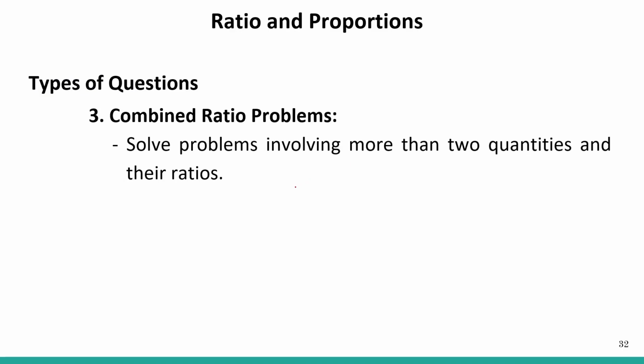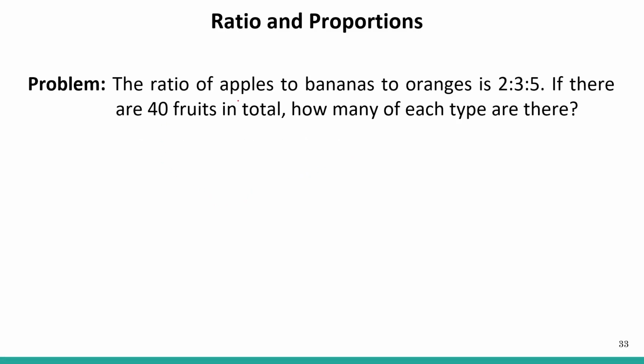So, combined ratio problems: solve problems involving more than two quantities and their ratios. The ratio of apples to bananas to oranges is 2:3:5. If there are 40 fruits in total, how many of each type are there? Okay, the ratio of apples to bananas to oranges is 2:3:5. So let their quantities be 2x, 3x and 5x respectively.